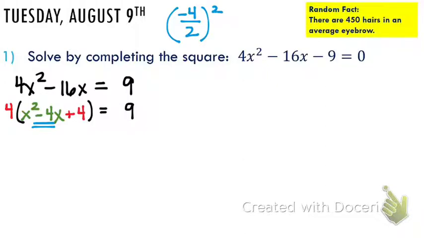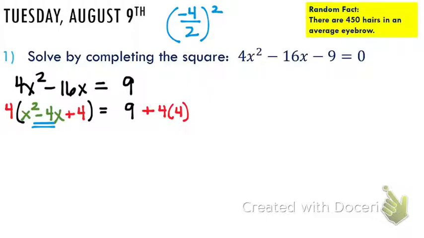But on the other side, what are you adding? 4 times 4. Because you had to factor out this 4, everything in this parentheses is multiplied by 4. So I'm really adding a 16. So I'm really adding 4 times 4.